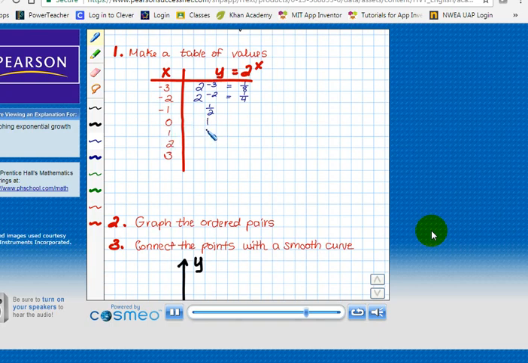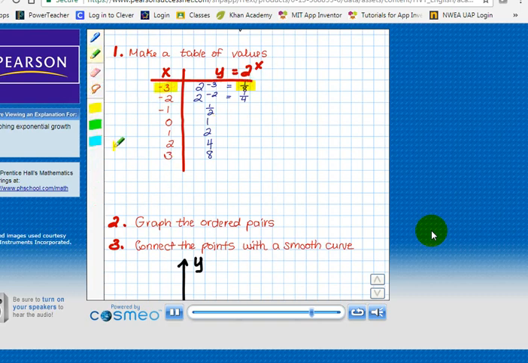When x is 1, well, 2 to the first is 2. When x is 2, we're going to have 2 squared, or 4. And when x is 3, we will have 2 to the third power, which has a value of 8. So in our table of values here, we now are going to have ordered pairs.